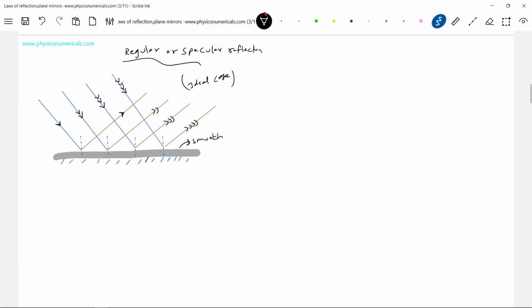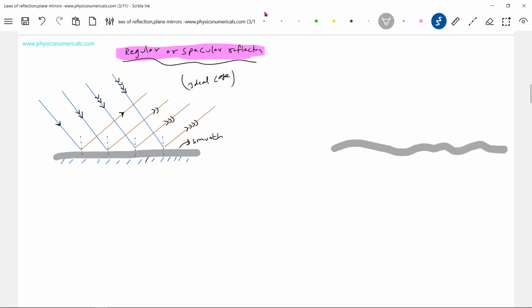It's an ideal case, practically not possible. Regular reflection is not possible in practice. It's an ideal case only for discussion in classrooms, and we build up all the concepts on this. What practically takes place is irregular reflection. The surface usually will be rough.